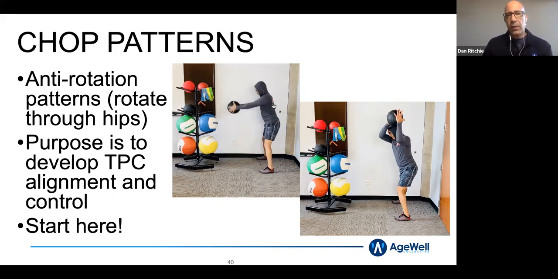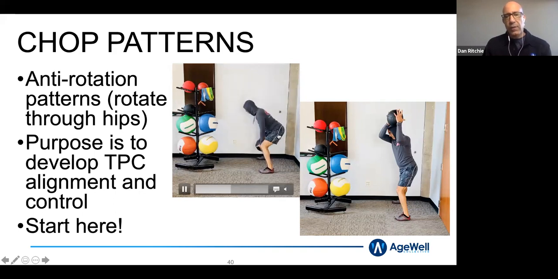So you see I maintain thoracopelvic cylinder alignment. You don't have to do it as fast as I'm doing it. But again, you see relative alignment of a thoracopelvic cylinder as I'm chopping through the shoulder and the hip. It's basically a hip hinge with medicine ball chop. Easy pattern to do with a dumbbell, kettlebell, and or medicine ball, maintaining alignment.